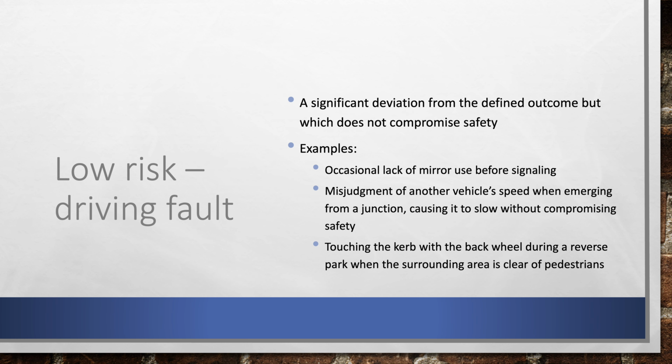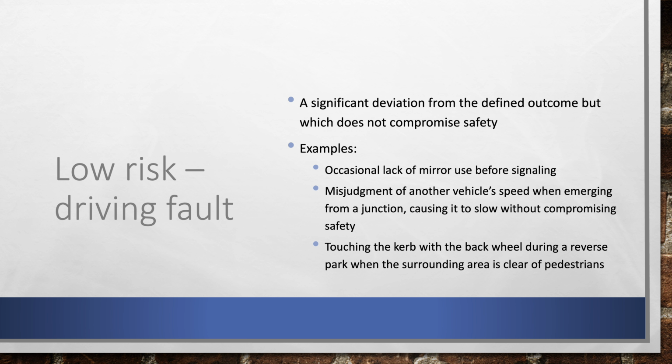Low risk may contribute to it being a driving fault. A significant deviation from the defined outcome, but which does not compromise safety. Some examples might be occasional lack of mirror use before signalling, so long as the mirrors are checked later on. Misjudgment of another vehicle's speed when emerging from a junction, causing that vehicle to slow, but without compromising safety. Or maybe touching the curb with the back wheel during a reverse park when the surrounding area is clear of pedestrians.